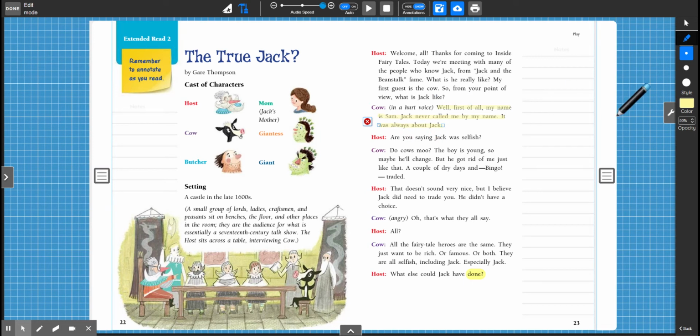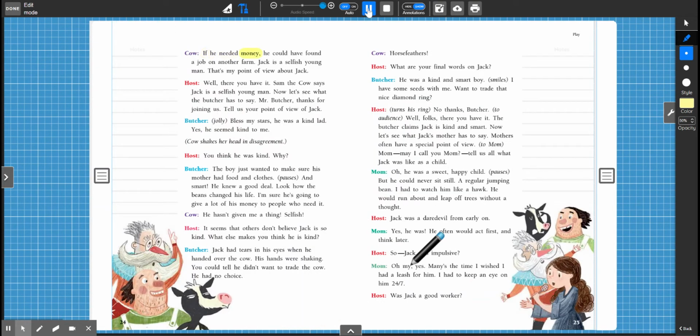And then the host asks, was he selfish? And he says, do cows moo? Like, of course, right? And then you jump down to here and it says all fairy tale heroes are the same. They just want to be rich or famous or both. They are all selfish, including Jack, especially Jack. All right, let's turn the page.